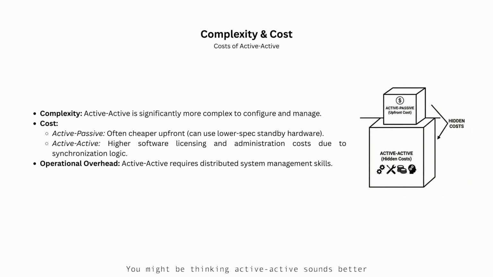You might be thinking active-active sounds better in every way. No. The trade-off is complexity. Active-passive setups are simpler. One writer, one reader. Active-active setups require managing distributed state, which is an engineering nightmare. Also, while active-active uses hardware better, it can be more expensive to license software for multiple active cores.